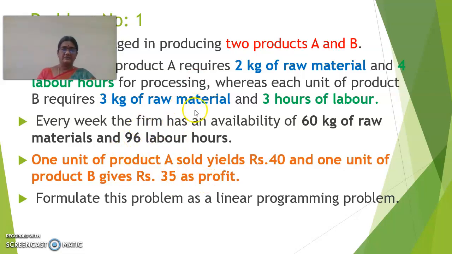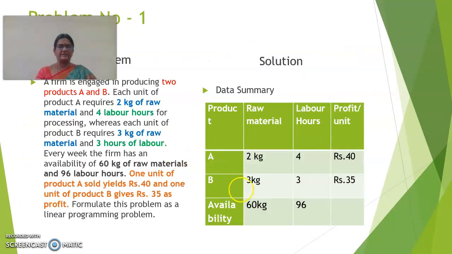Now, first we have to identify what the decision variables are. In this problem, the decision variables are how many units of products A and B per week we have to produce. The constraints are, there are 2 constraints. One is raw material, another one is labor hours. Every week, the firm has an availability of 60 kg and 96 labor hours. These are the 2 constraints. Then 1 unit of product A gives rupees 40 as profit and 1 unit of product B gives 35 as profit. Now, based on this problem, let us write the data summary.